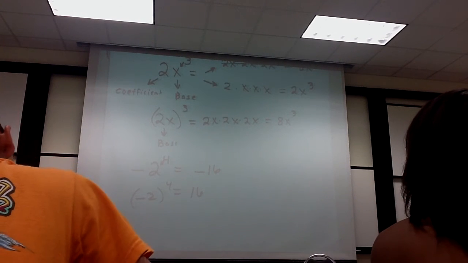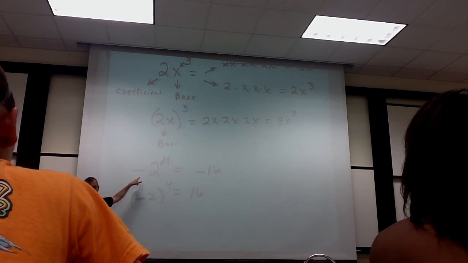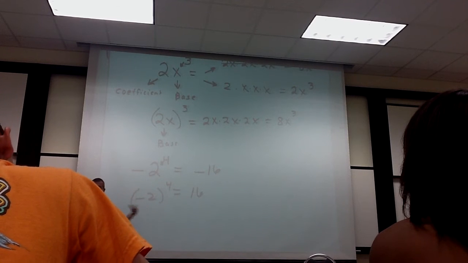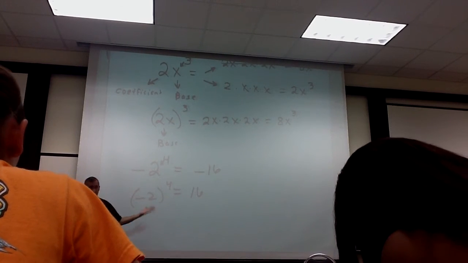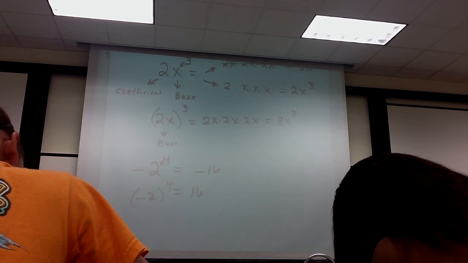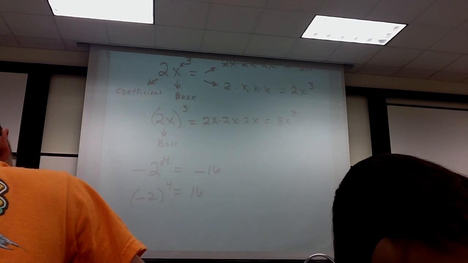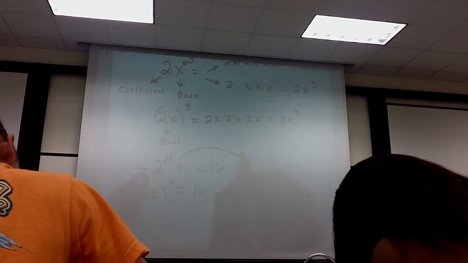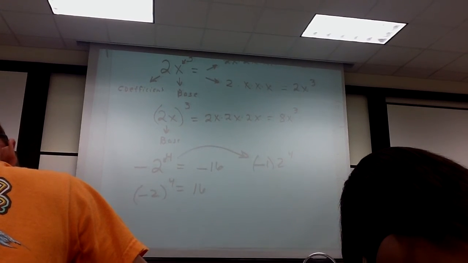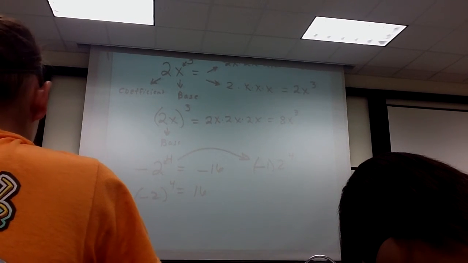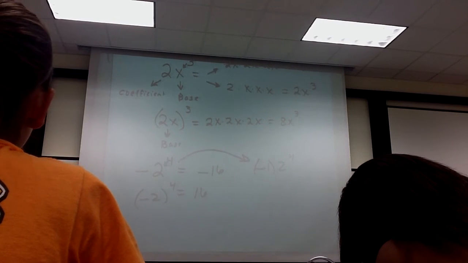Hey, if 2 is the base, what's this negative right here? It's a coefficient. Coefficient of what? 1. Negative 1. This is kind of a shorthand way of saying negative 1 times 2 to the 4th power. That's basically what you're saying. Keep that in mind. That's going to show up often.